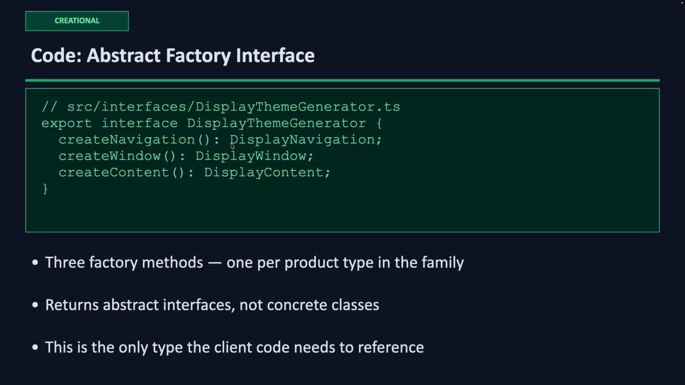Here's the abstract factory interface in full. It has three methods. There are three return types. Each of the returns is an abstract product interface, and this is the entire contract. We import the three product interfaces at the top, not those concrete implementations. If you read this file, you know everything the client needs about the factory.